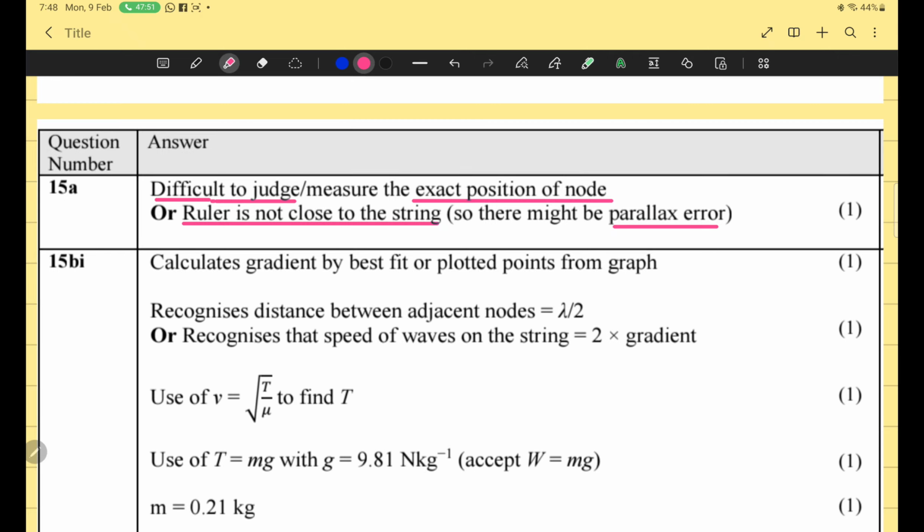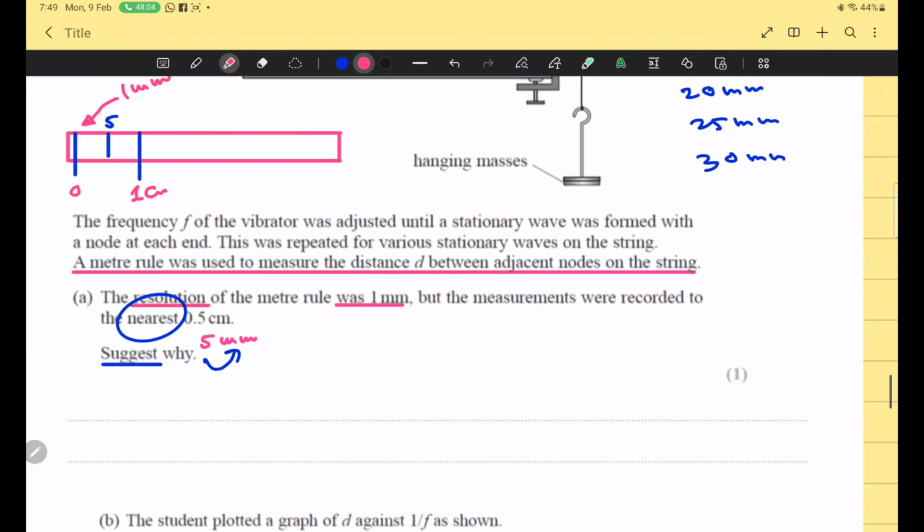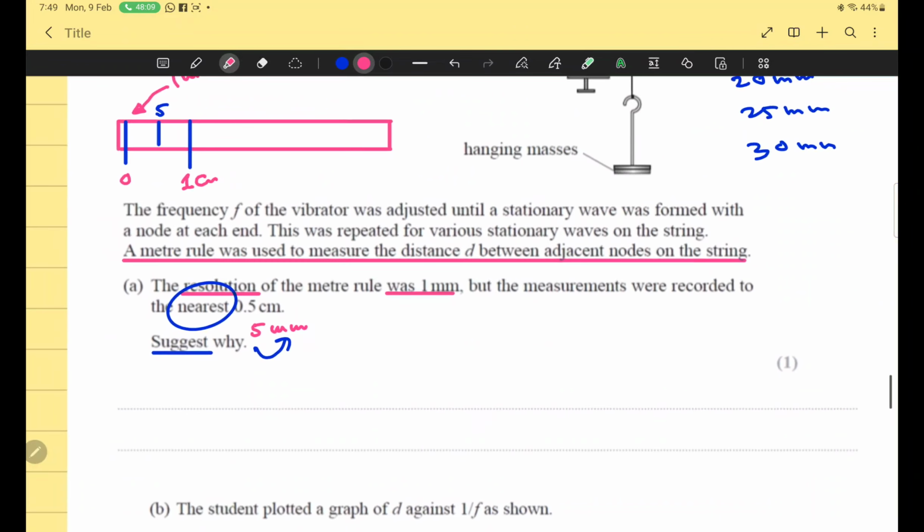And suggestion number one, I think it is best. So it is very difficult to judge the exact position of the node. That is why the student is not able to note down accurate readings. And accurate readings means the readings should be around 1 millimeter resolution, but the readings are in 5 millimeter resolution.